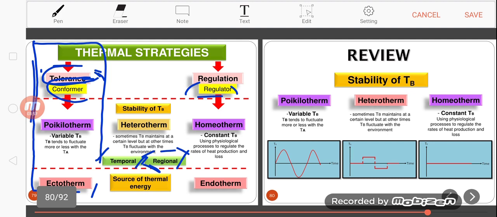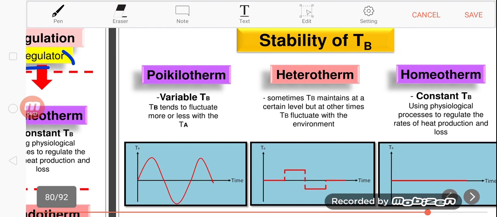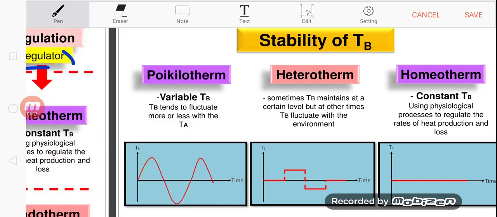Now I want to introduce the graph here for you to understand. Time versus body temperature. Over time, when the ambient temperature increases, body temperature also increases. When ambient temperature drops or is low, body temperature will follow the ambient temperature. So this is how it looks in terms of graph.